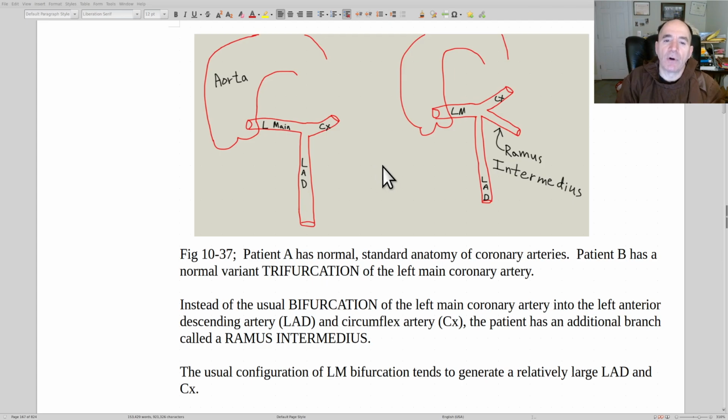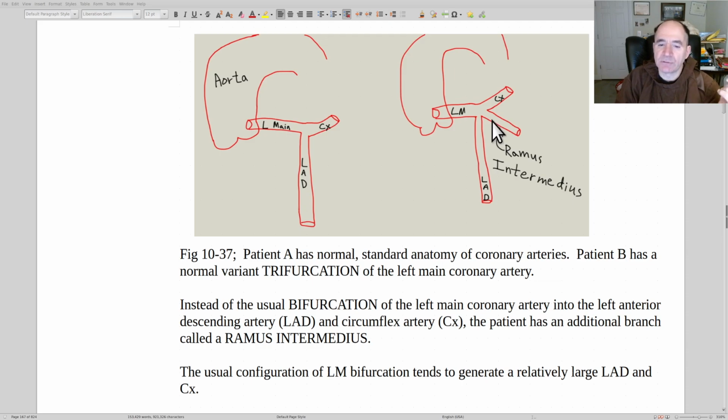But let's say you look at the coronary artery. So here's the ascending thoracic aorta. Left ventricle pumps blood into the ascending thoracic aorta. You then have the left main coronary coming off of that. Left main coronary bifurcates into the circumflex and the left anterior descending. Sometimes you'll have a ramus intermedius, almost like a third branch. So it becomes a trifurcation instead of a bifurcation.